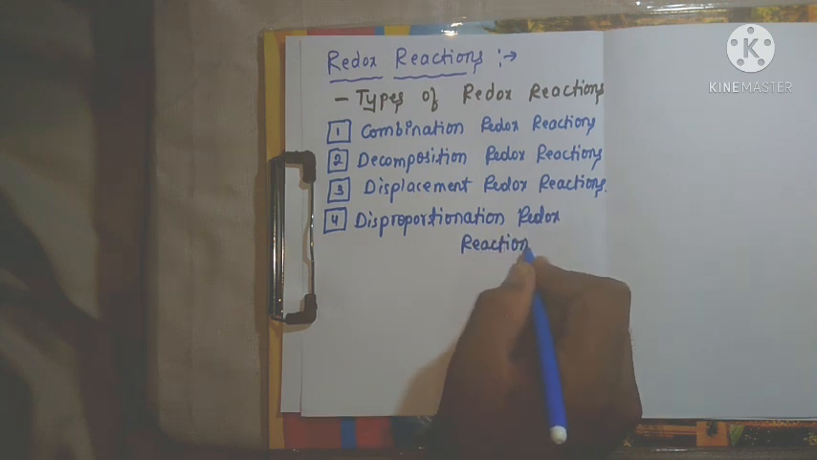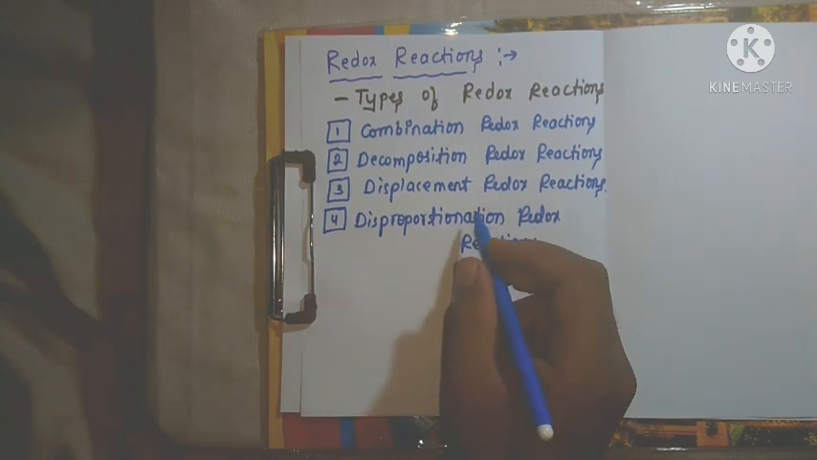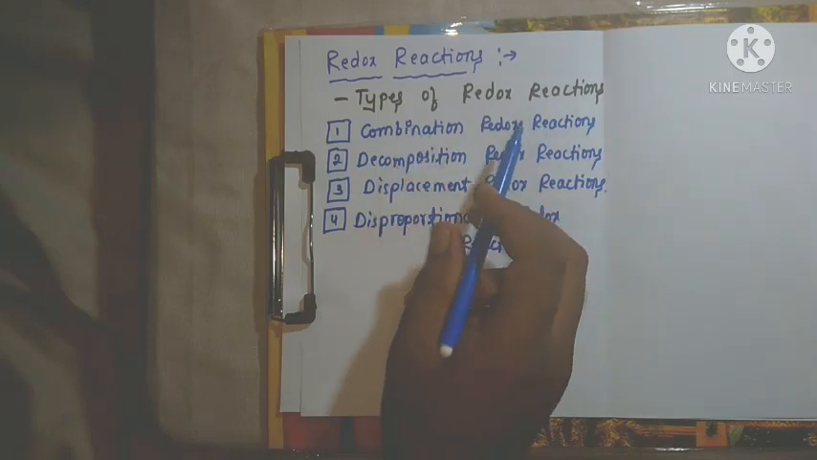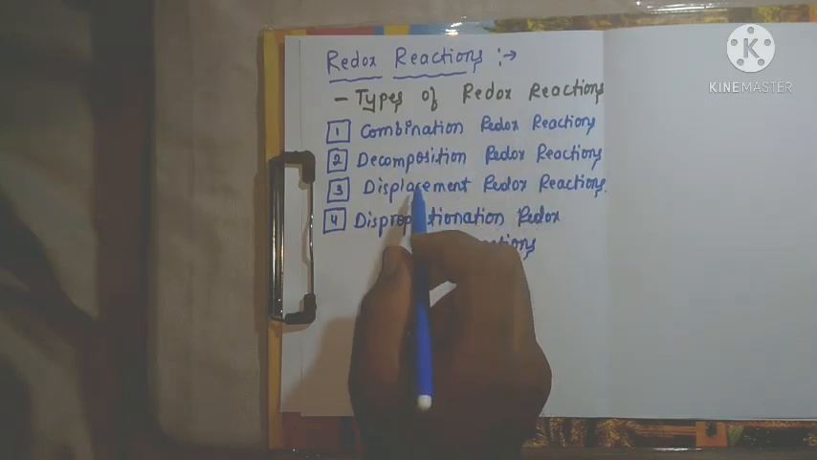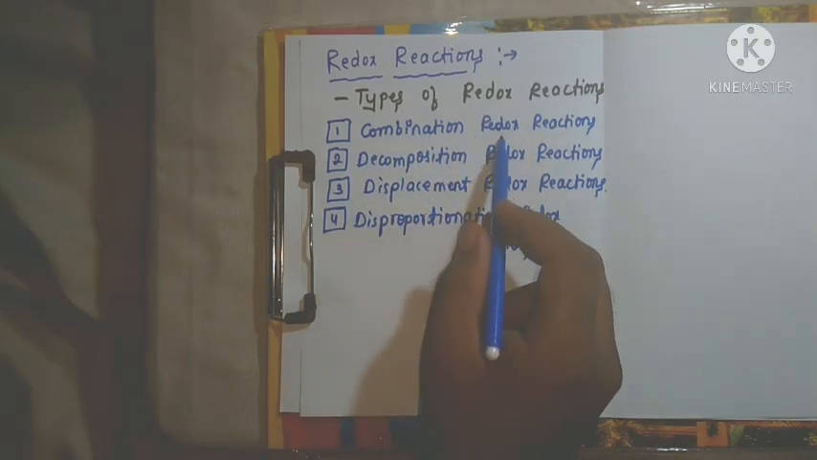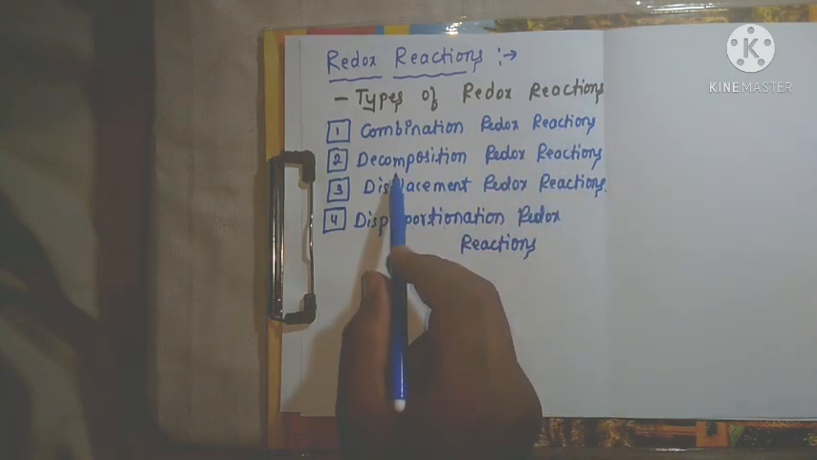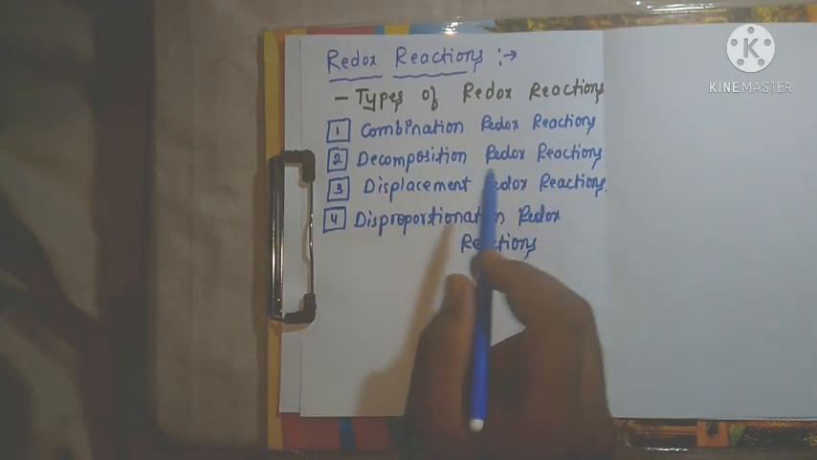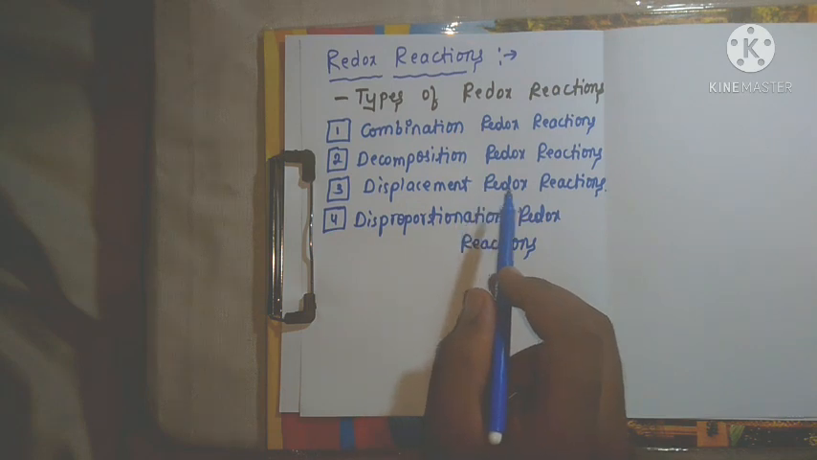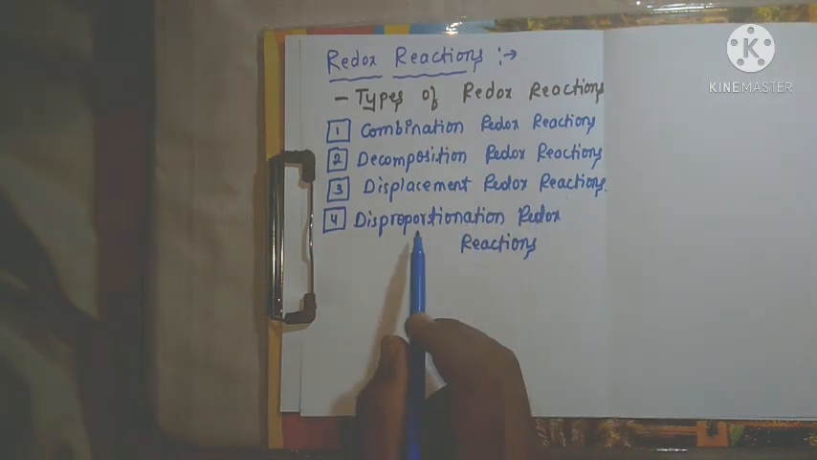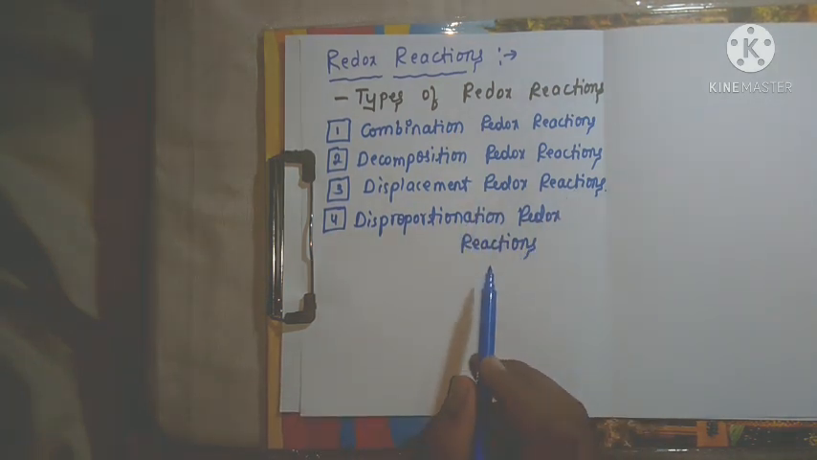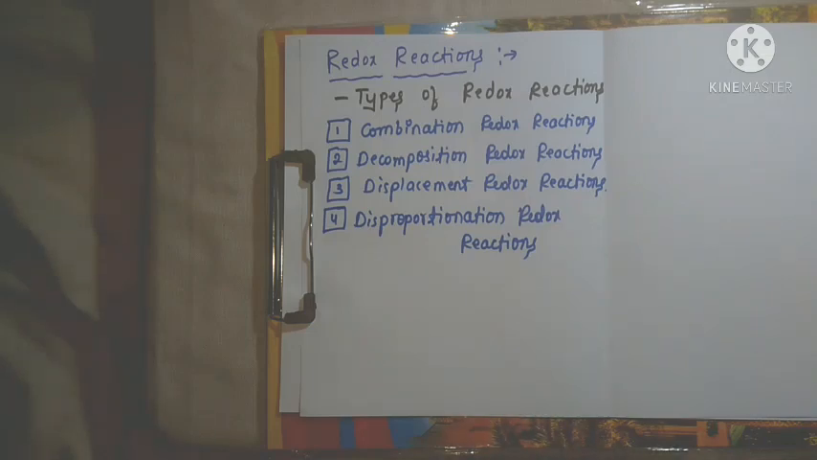Now, here 4 types of redox reaction we are going to discuss in this class. First one is combination redox reaction. Second one is decomposition redox reactions. Third one is displacement redox reactions, and the last one is disproportionation redox reactions. We will discuss one by one.